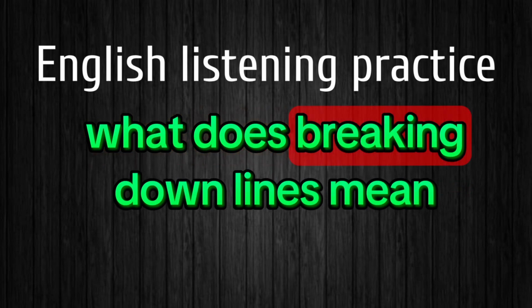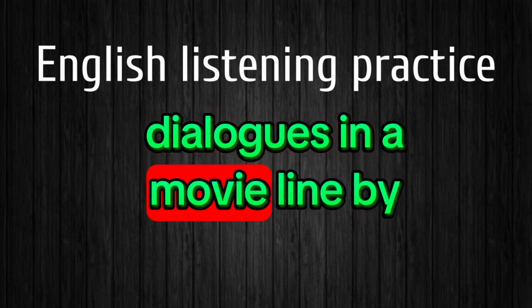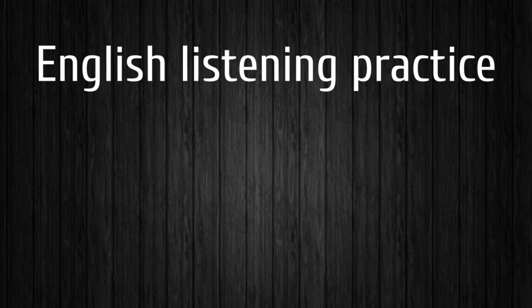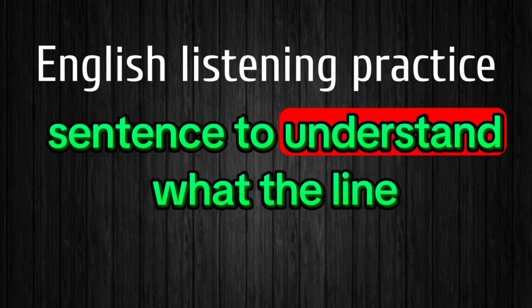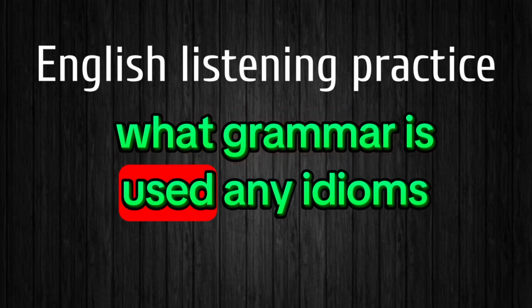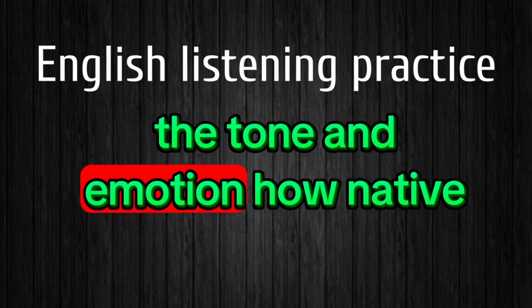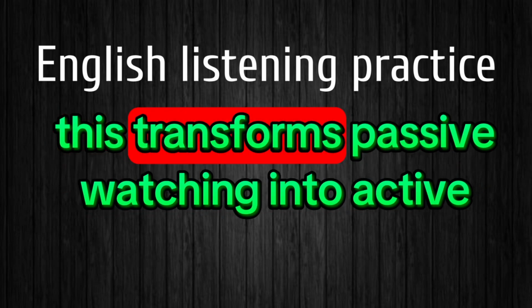What does breaking down lines mean? Breaking down lines means analyzing the dialogues in a movie line by line. You don't just listen and move on. You stop, repeat, and dissect each sentence to understand what the line means, what grammar is used, any idioms or slang, the tone and emotion, how native speakers pronounce it. This transforms passive watching into active learning.